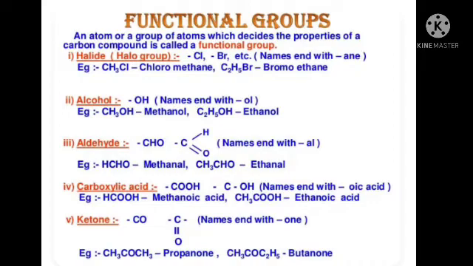Next one is aldehyde, that is CHO. The names end with al. Example, HCHO, that is methanal. Next one, CH3CHO is ethanal. The fifth group is ketone. Ketone has CO. The names end with one. Example, CH3COCH3 is propanone. CH3COC2H5 is butanone.